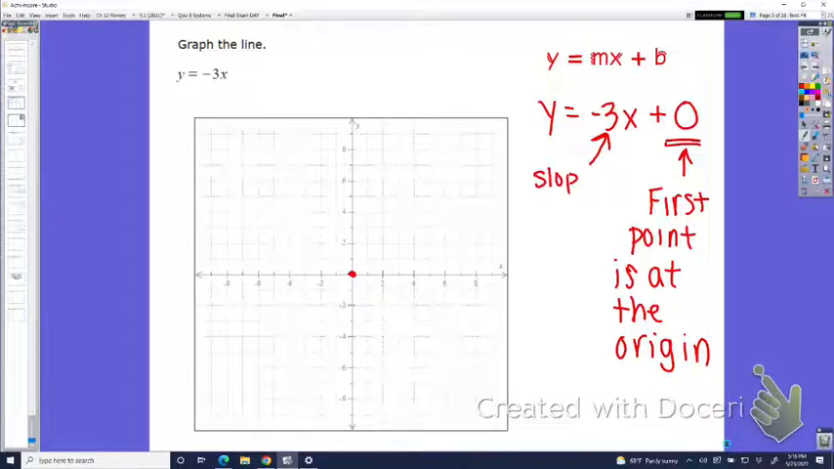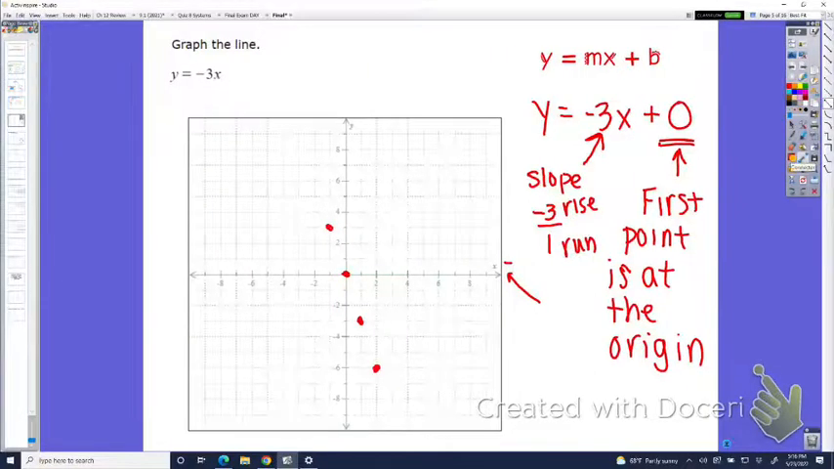is -3/1, and this is the rise and the run. So this means it's going to slant to the left for negative slopes. So from the origin, you're going to go up 3 and 1 to the left, or down 3 and 1 to the right. And then you would use the program to draw a straight line through that.